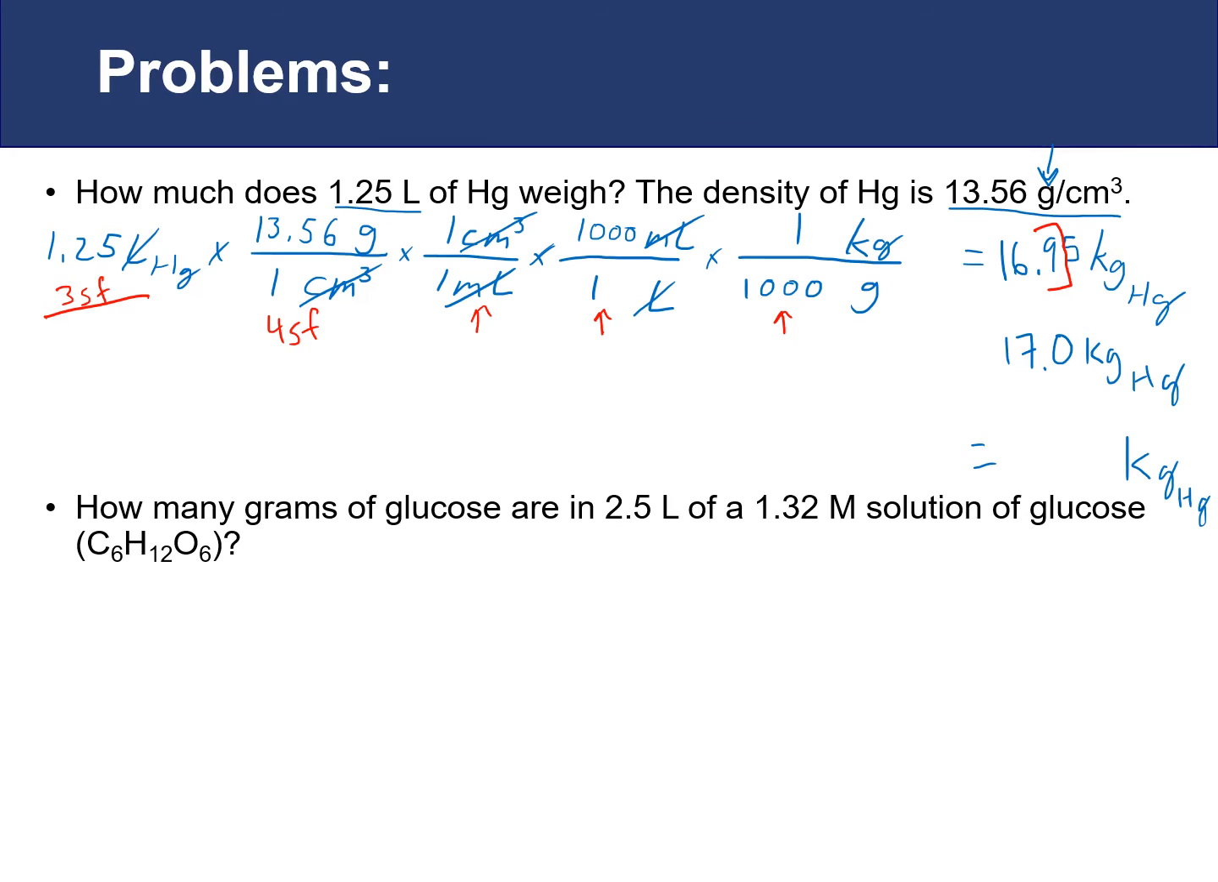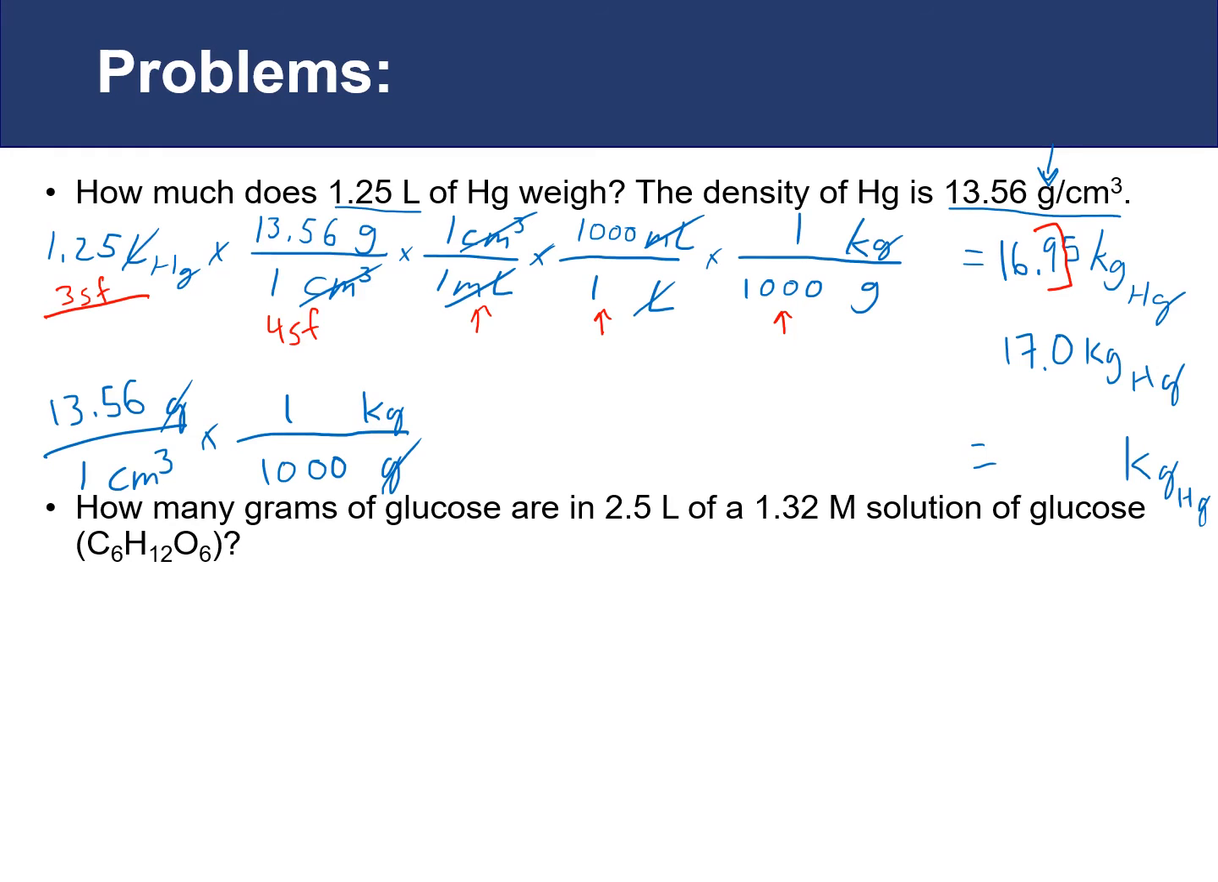So I'd start out with 13.56 grams per 1 centimeter cubed. Okay, I have grams and I want kilograms. So I would take this and convert my grams into kilograms. So I put kilograms on top, grams on bottom. 1 kilogram is 1,000 grams.